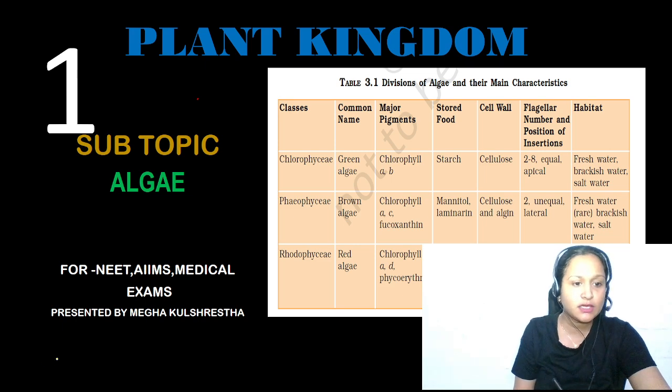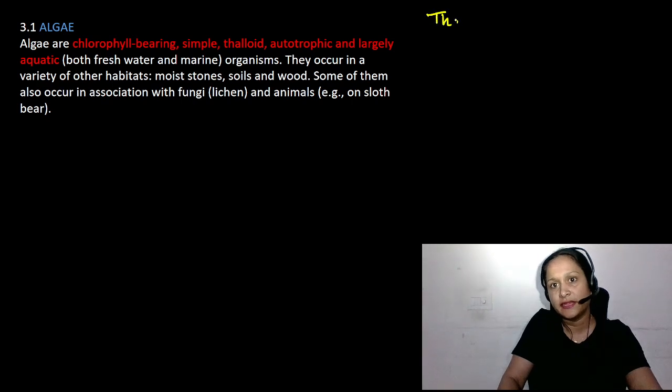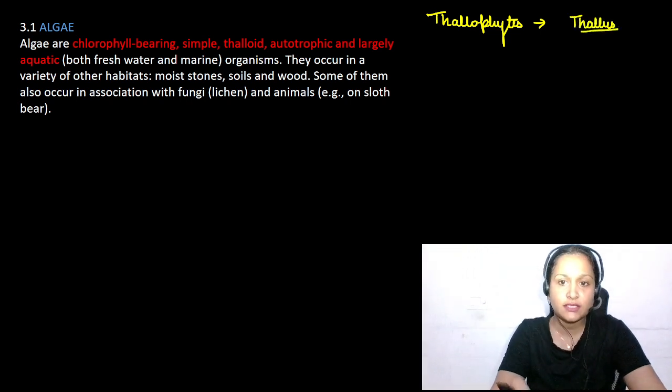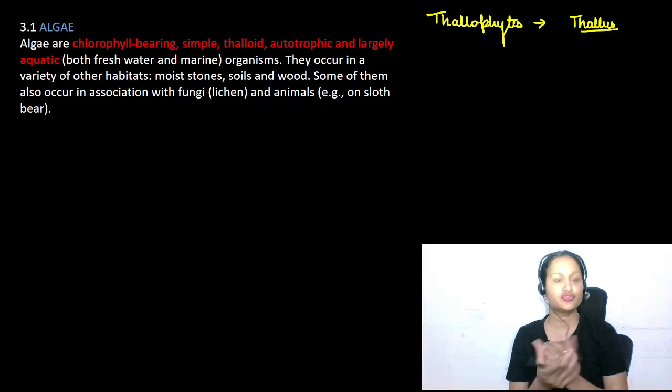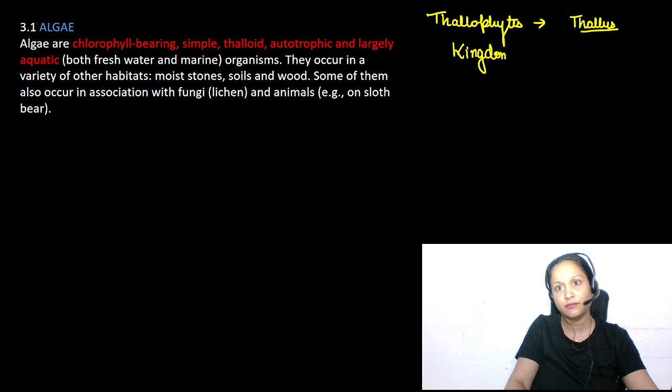Algae comes under which group? Thallophyta, right? Thallophytes, because they have a thallus-like body. The body is not differentiated into leaves, stem, and roots. So they have a thallus-like structure. Algae, of course, are under kingdom Plantae. They are placed in kingdom Plantae.